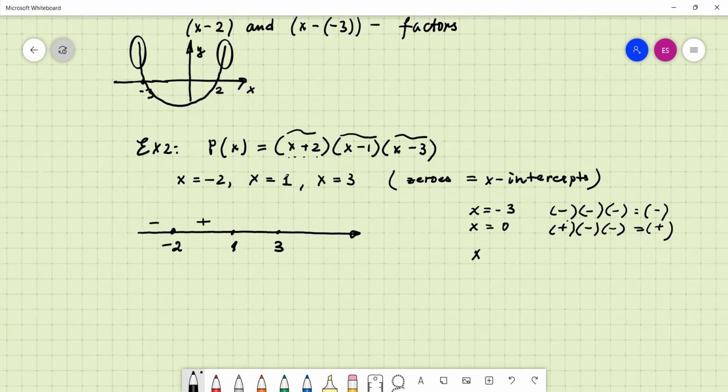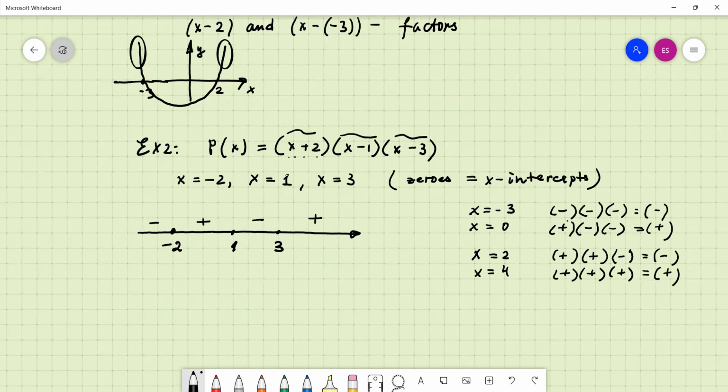Okay, next one, from 1 to 3, the good number is 2, right? 2 plus 2 is a positive number. 2 minus 1 is also a positive number, and 2 minus 3 is a negative number, so in total I'm going to have minus, plus, plus, minus. And the last one, I'm going to use x equals 4. And 4 is going to give me plus, plus, and plus for all 3 parentheses. So my final answer is plus.